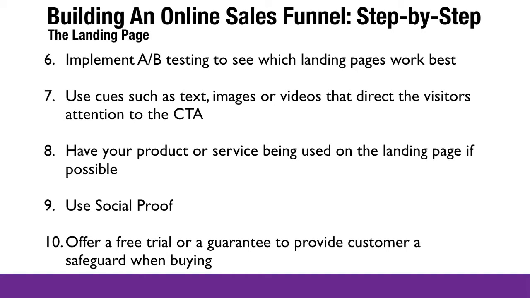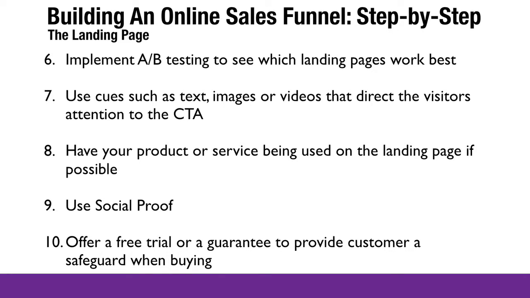To get them to these landing pages, obviously you want to optimize those ads to give you the highest ROI. Use cues such as text, images, or videos that direct the visitor's attention to the CTA. So make sure it's very clear where that CTA is, whether it's the size of the CTA, or arrows pointing to it, or you in a video telling them, hey, below this video, go ahead and click to do something.